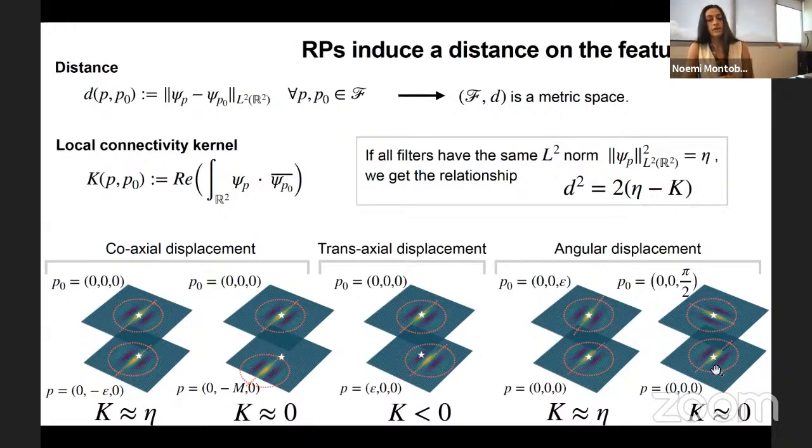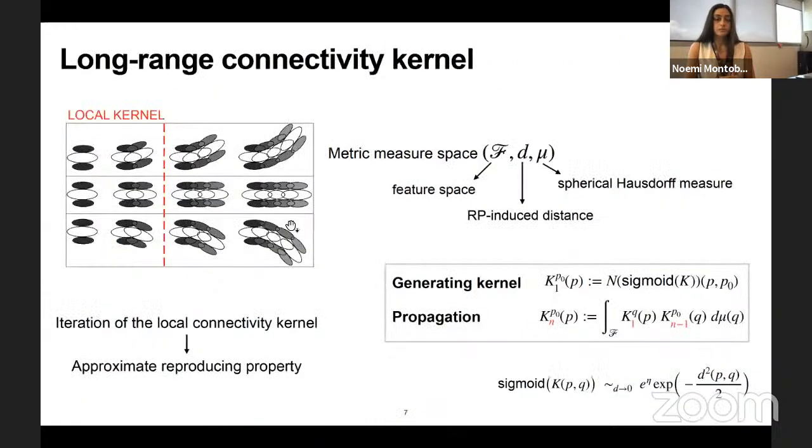Whereas, for example, if they are orthogonal, they don't interact at all. So this was to give some intuition about why we're defining the kernel this way. Now, as I was saying, as soon as the two filters do not overlap anymore, according to this measure of interaction, we have zero interaction for non-overlapping filters.